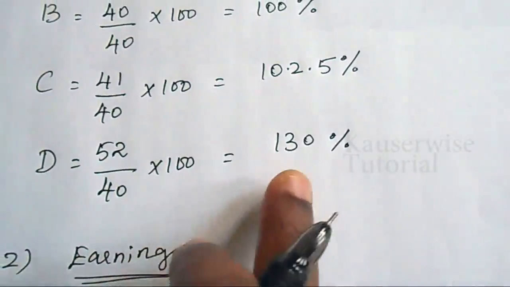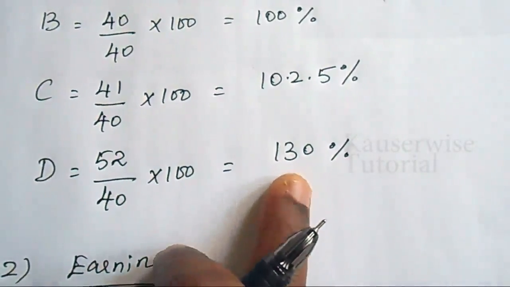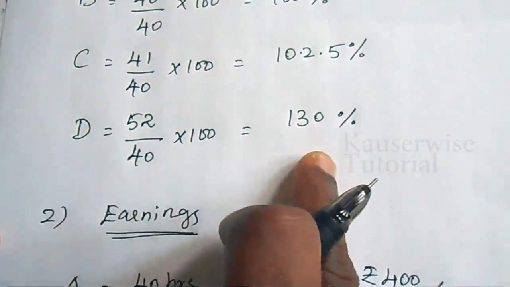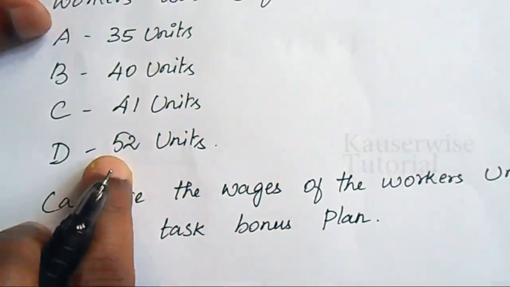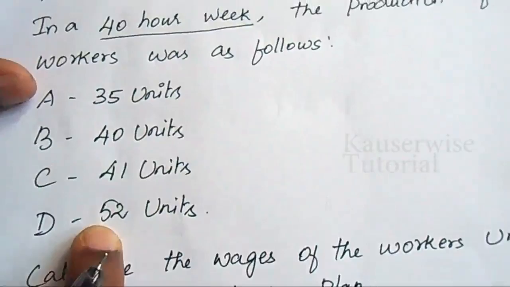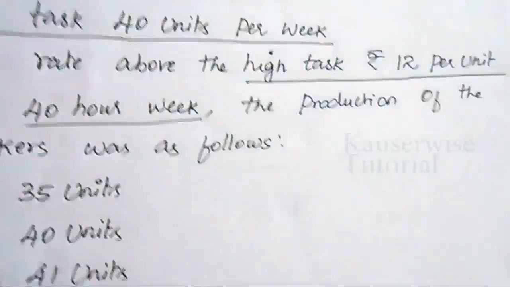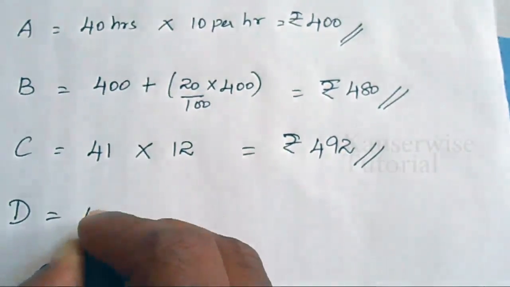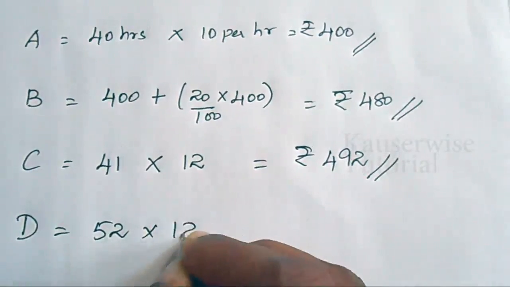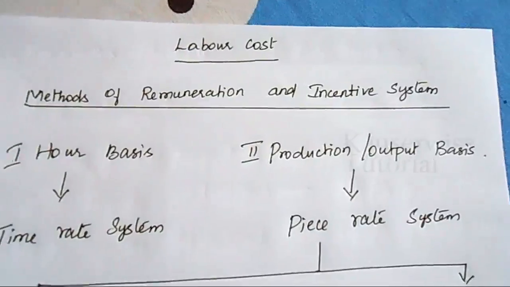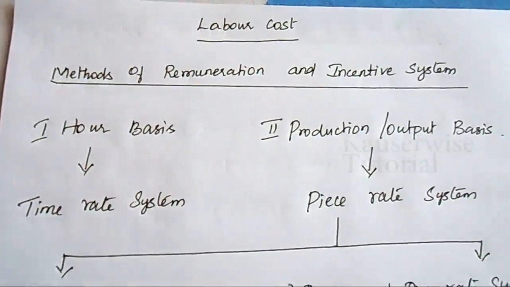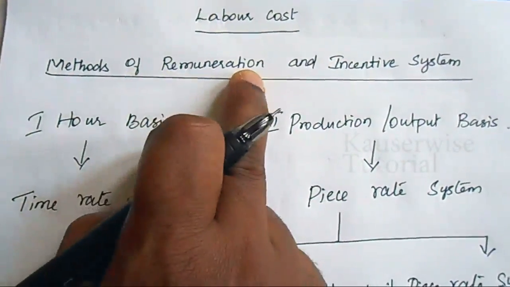D's level of performance is also more than 100 percentage. The same rule is applicable for D also. How many units were produced by D? 52 units. What is the high piece rate? 12 rupees per unit. 52 into 12 rupees, 624 rupees.